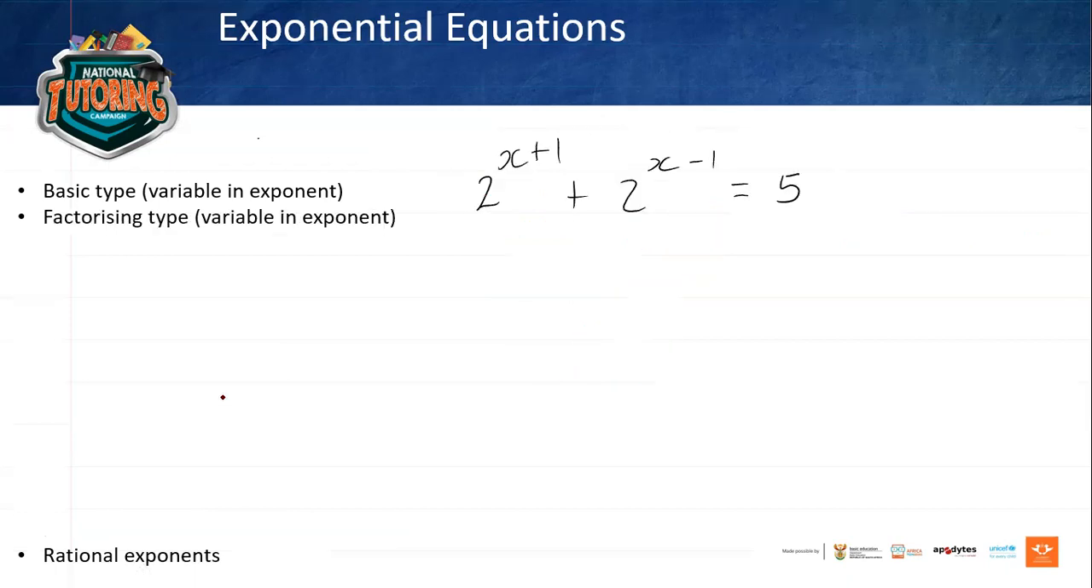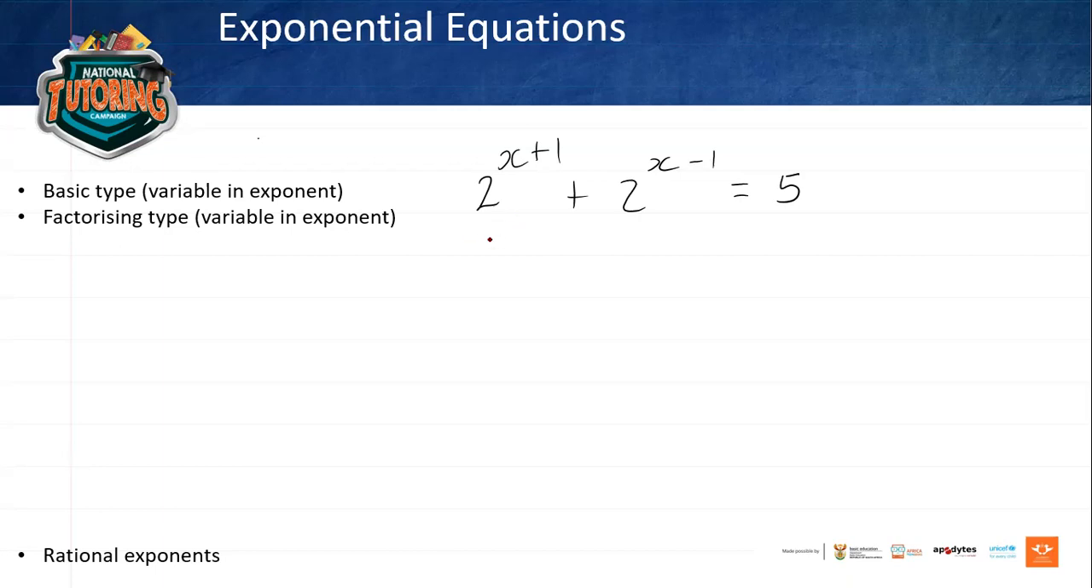The second type is if we need to factorize. So our first step is still the same, making the bases the same. If we look at this question, we have 2's and a 5. So we can't really do anything as it stands. 5 is a prime number already.